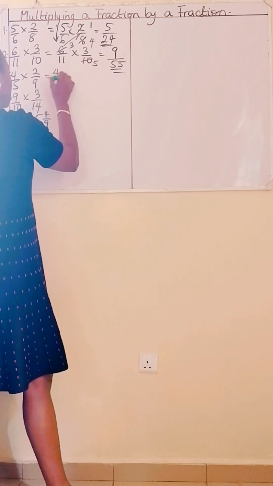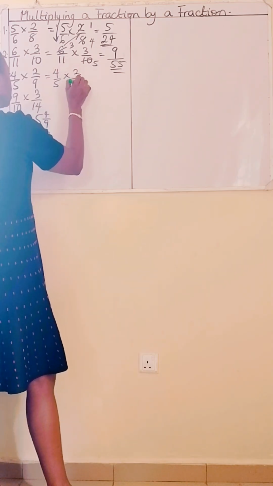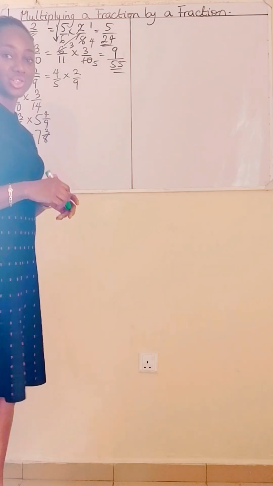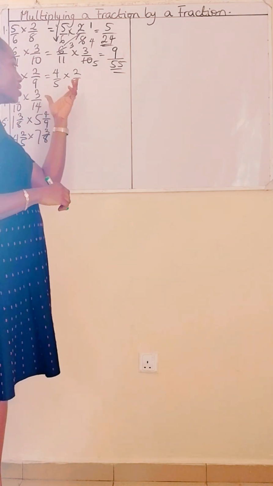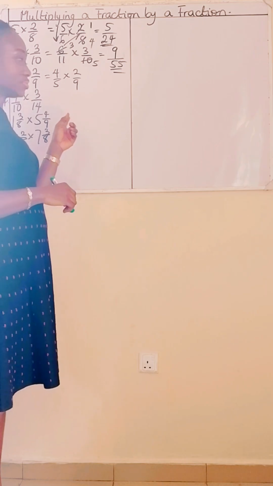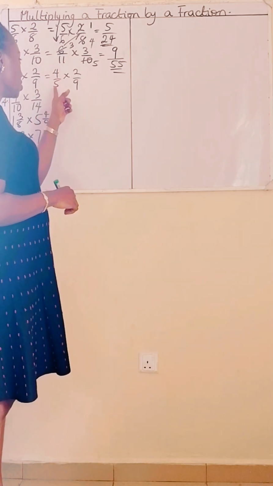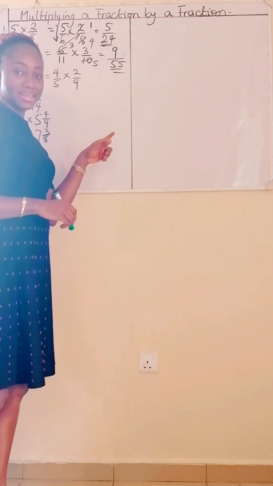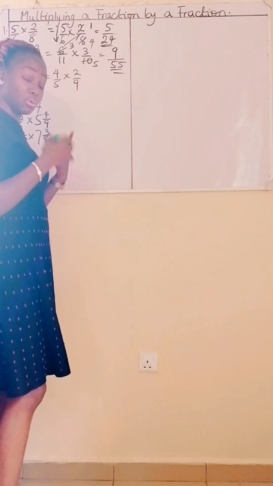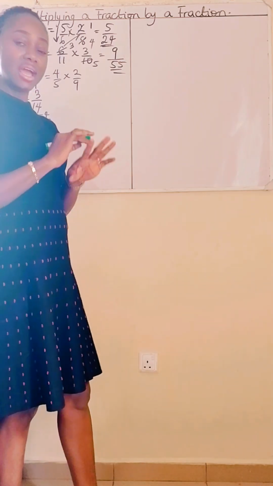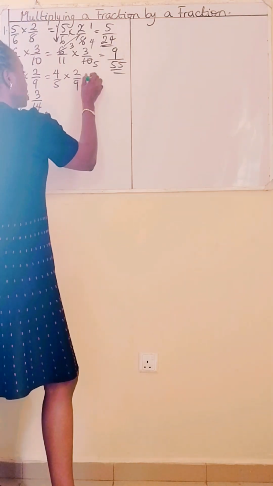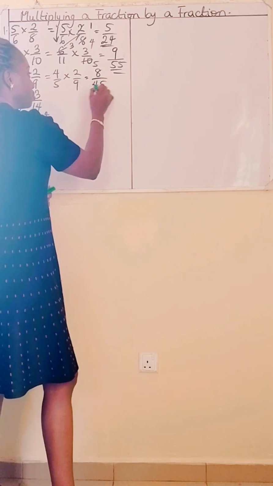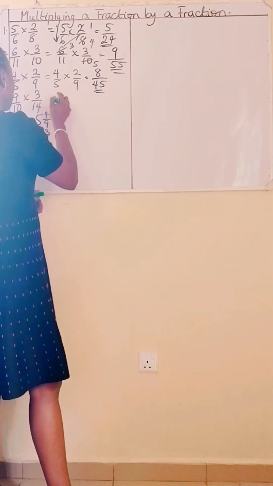Question 3. 4/5 times 2/9. Wow, this is very interesting. Unfortunately, no number can go into any of these denominators. Right? 4 can't go into 5, neither can it go into 9. And 2 cannot go into 9, neither can it go into 5. So what are we going to do in this case? We're going to multiply everything out. So we have 4 times 2 is what? 8. And 5 times 9 is 45. So we just have to stop there.